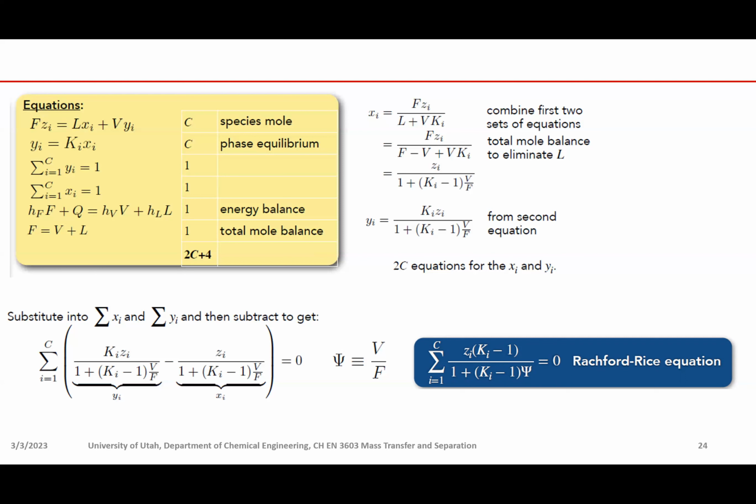Well, not 2 variables. Zi is C variables, right? So C plus 1 variables, and psi can be controlled in the process, right? So now let's see what we can do with this equation. It seems like we simplified the whole equation set a great deal, and let's see what we can do with it.